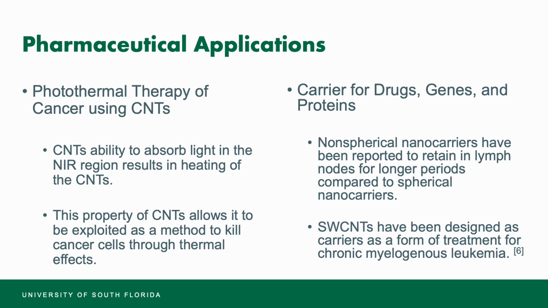CNTs' ability to absorb light in the near infrared region results in heating of the CNTs, and this property of CNTs allows it to be exploited as a method to kill cancer cells through thermal effects. Similarly, carbon nanotubes could be used as carriers for drugs, genes, and proteins. Non-spherical nanocarriers have been reported to be retained in lymph nodes for longer periods compared to spherical nanocarriers. So single-wall CNTs have been designed as carriers as a form of treatment for chronic myelogenous leukemia.